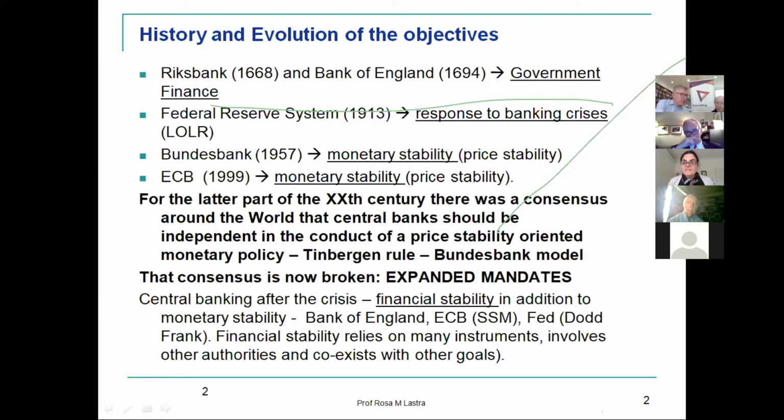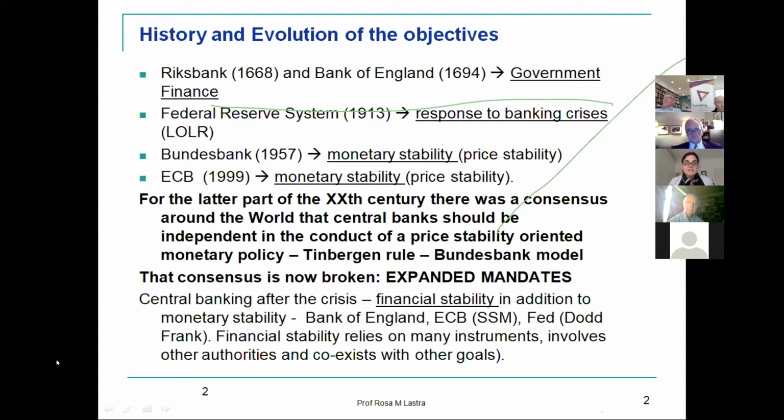Just to say that financial stability relies on many instruments: lender of last resort, supervision, and one can argue, in addition to monetary policy, fiscal policy. It involves other authorities, not just the central bank, the treasury, other supervisory authorities, and coexists with other goals. And really, the current crisis, and even before the current crisis, the debate has expanded. Should the central banks, in the pursuit of their mandates, also try to achieve the objective of sustainability, climate change, and now with the coronavirus crisis, the fiscal impact and the coordination again between the fiscal and the monetary domain?